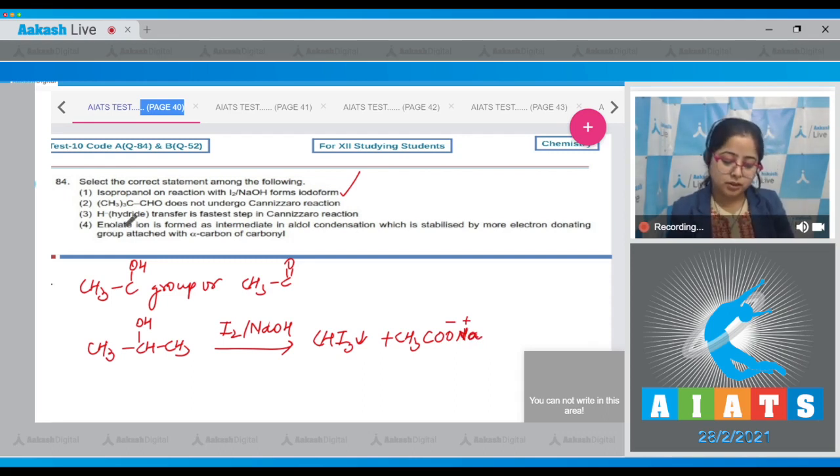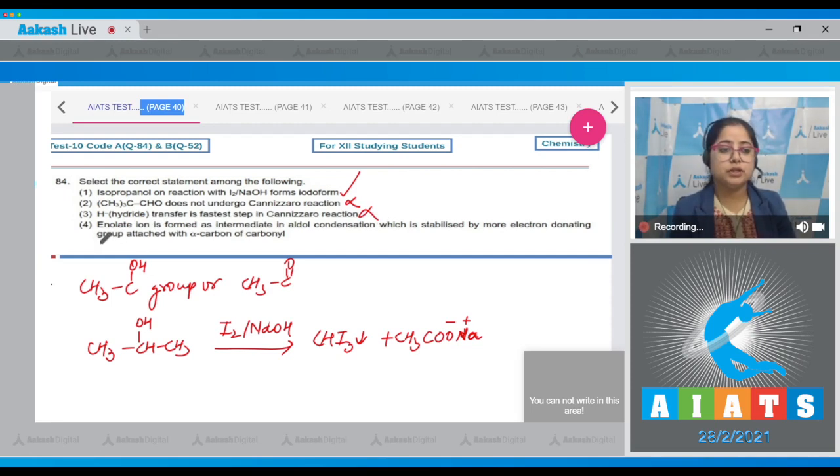Moving to next statement. CH3CCHO does not undergo Cannizzaro reaction. Student, this is an incorrect statement as this compound will undergo Cannizzaro reaction since this compound does not have alpha hydrogen. Moving to next, H- transfer is the fastest step in Cannizzaro reaction. Student, this is an incorrect statement as hydride ion shift takes place in the slowest step in Cannizzaro reaction.